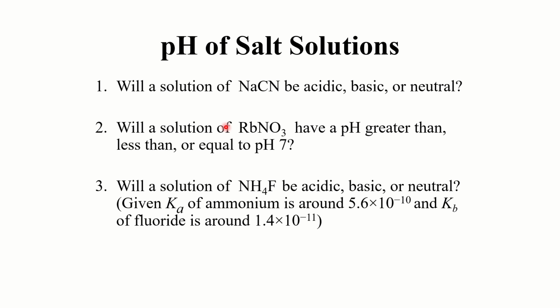Okay, the answers here. For number 1, your cation is Na+. This is a group 1 metal cation, so that's a neutral cation, but CN- is the conjugate base of a weak acid, and therefore it is a weak base, and we would expect this solution to be basic. Number 2, Rb, rubidium, Rb+. This is again a group 1 metal cation, which is neutral. And NO3-, this is the conjugate base of a strong acid. It is also neutral, meaning this solution is neutral and would have a pH equal to 7.